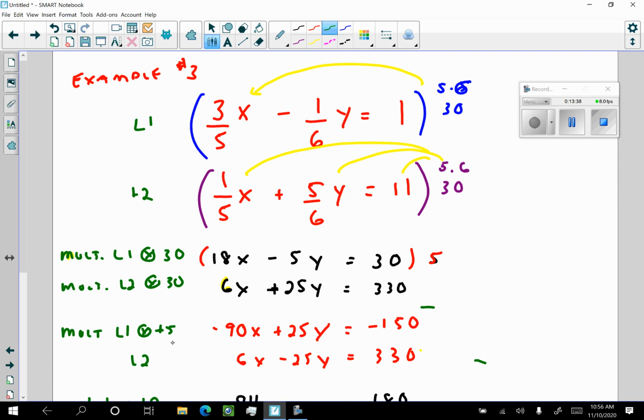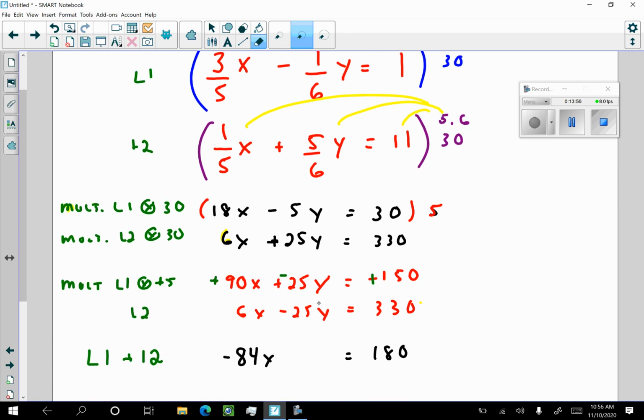So 5 times 18 then is going to be positive 90. 5 times negative 5 is going to be negative 25. 5 times 130 is positive 150. So we're going to need to clean your notes up here a little bit. Good thing I caught that rascal.